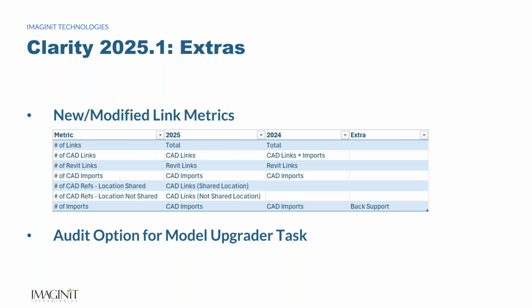We've added a few link metrics and we modified a few. So previously our CAD link metrics contained CAD links plus imports, slightly confusing. We've separated it out. Now we have CAD links and just CAD imports. We also have added CAD links with a shared location and without a shared location. Those are new. And we did keep number of imports just so that it would support previous versions if you already have that set up.